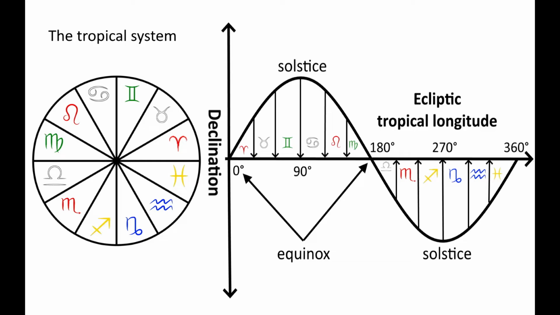Now, I do not disagree or agree with that. It may well be correct that the signs, the rashis, are tropical. Where I do differ in opinion is that the tropical system is to be used for longitudes. I'm convinced that the tropical is about declination, and that for longitude we should keep the sidereal.